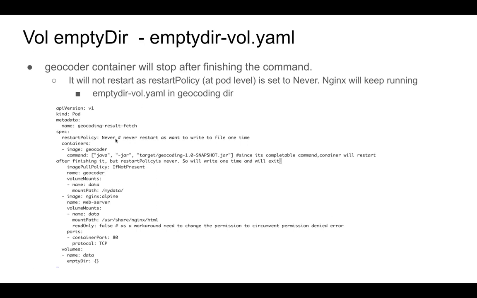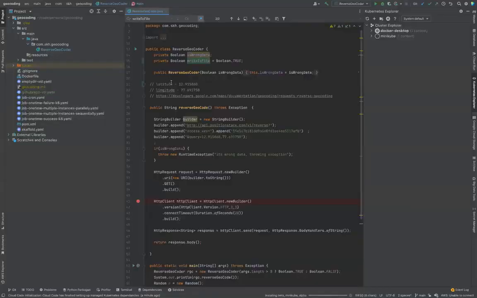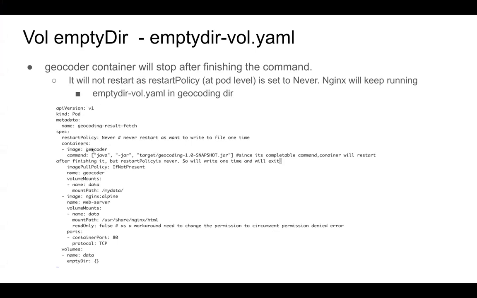The reason I'm saying restart policy is Never is because this project is not a web application. It's a one-time thing. It just runs one time and then it gets done. That's how it works. So the container is geocoder, the image which I created, and then the command. When this container starts, this is the command I want to run: java -jar, then run this jar which I'm creating. Since it's a completable command, the container would restart after finishing it, but the restart policy is Never. I set that because this is a one-time thing, right?